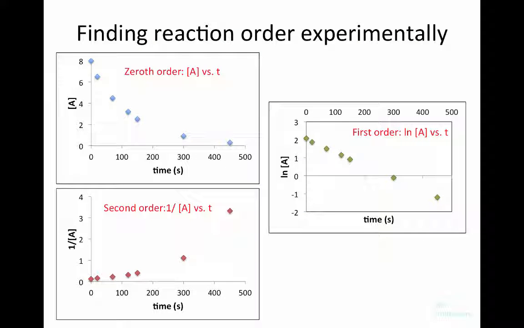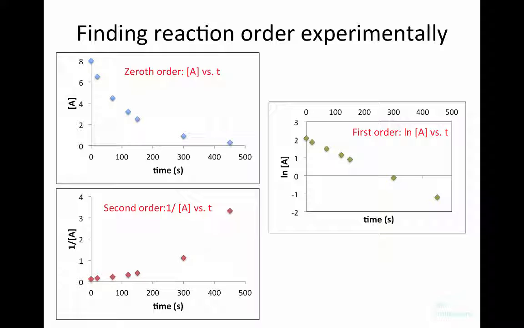So if you have to do an experiment and find the reaction order, what you're going to do is graph your data 3 different ways to see whether something is zeroth order, first order, or second order. So zeroth order, you remember, is concentration of A versus time. First order is natural log of A versus time. And second order is 1 over the concentration of A versus time. And you're going to compare these graphs and see which of them is the most linear.